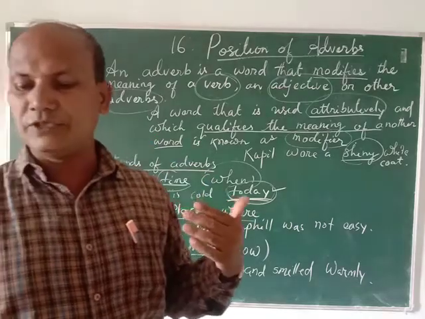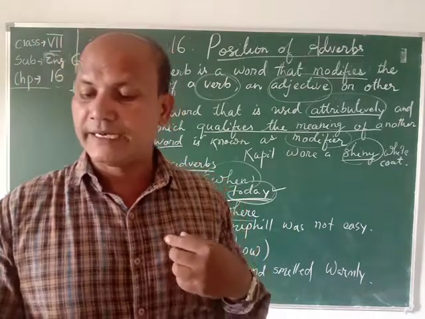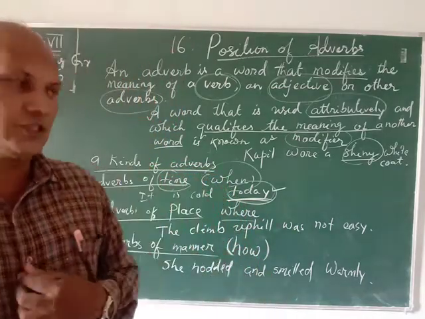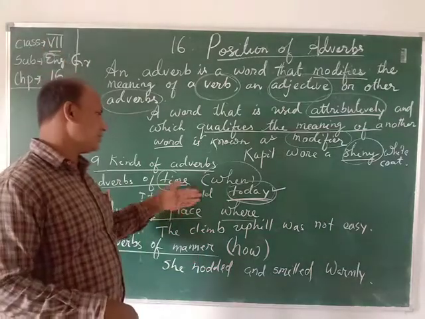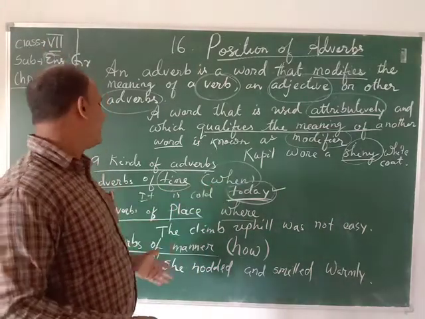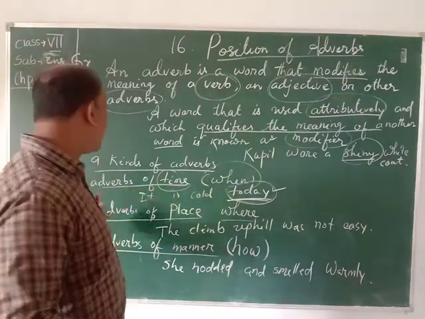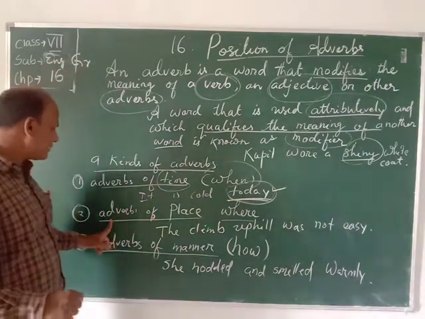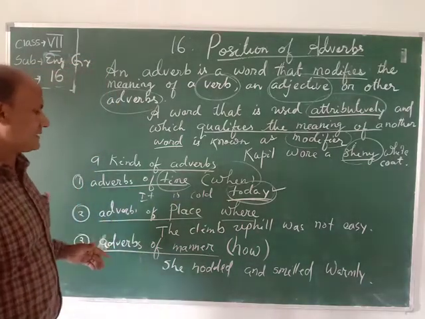The adverb of time indicates definite points and relationship in time and answers the question when. समय को दिखा रहा है. When it shows the time, that is called adverb of time. It's clear? Next one what we discuss, adverb of place.